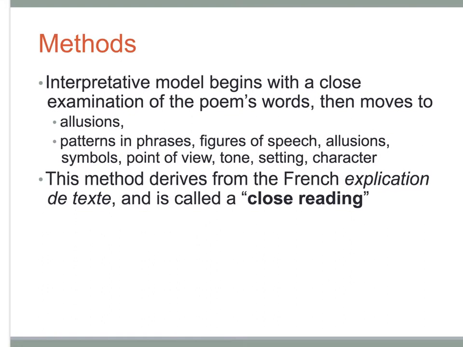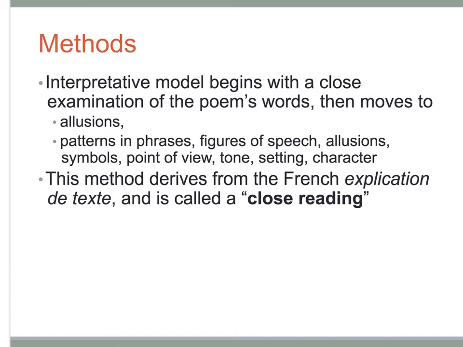This criticism used a number of methods. The interpretive model begins with a close examination of the poem's words, and then it moves to fancy things like allusions. What references to other works of literature? Maybe there's a pattern in phrases. In Walt Whitman, he begins a whole section, or in fact an entire poem, Song of Myself, by listing. So each line of poetry begins with the roar of the pavement, the scream of the eagles, the lilting of the harmonious lyre. That sort of listing is a pattern of phrases.